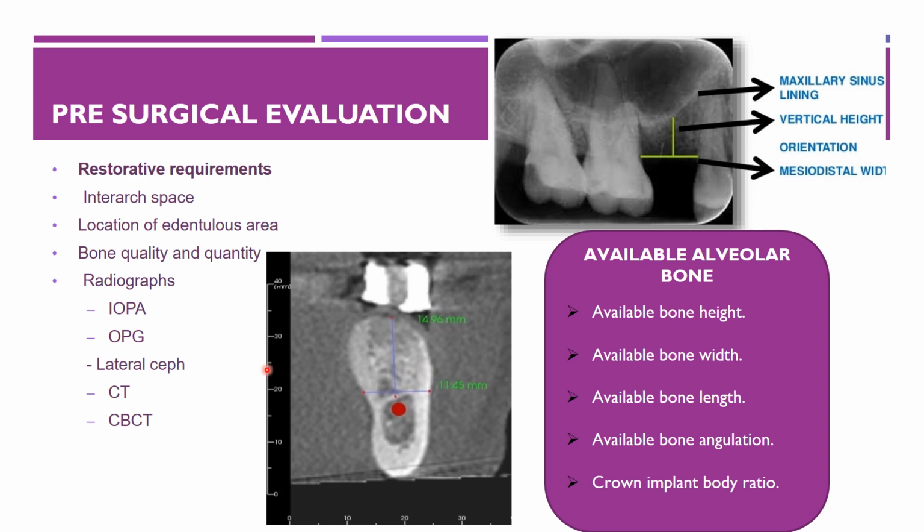And also you have to see the location of the edentulous area, and the bone quality and quantity should be assessed by radiograph, OPG, IOPA, lateral cephalogram, CT, CBCT. All of these can help you to find out the proper evaluation of the surgical area. The bone quality is very important for the placement of implants. There is available bone height, available bone width, available bone length, available bone angulation, and the crown implant body ratio.